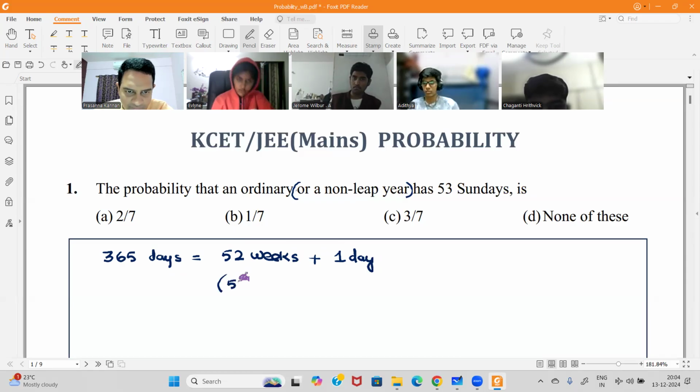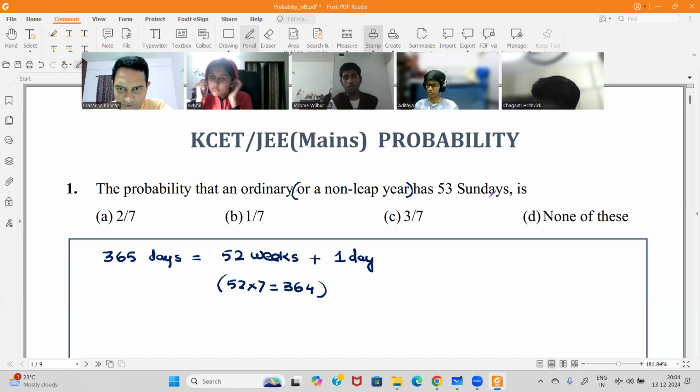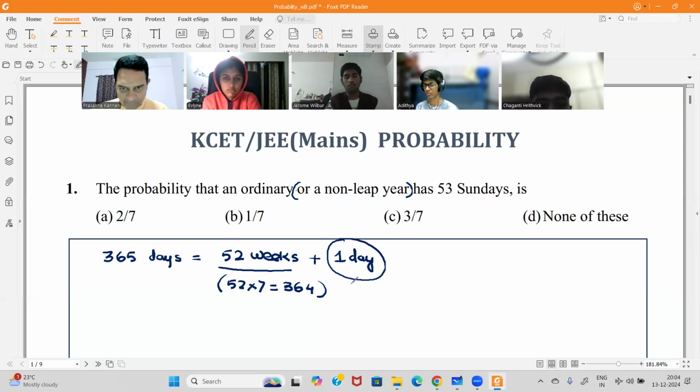Because 52 into 7 will be equal to 364, correct? So plus 1 day, right? Now if you look at this, in 52 full weeks, how many Sundays will be there, Jerome? In 52 weeks, how many Sundays will be there? Evelyn, in 52 weeks, how many Sundays will you have? 52, sir. Exactly, right? This 1 day, we don't know what day it will be, right?